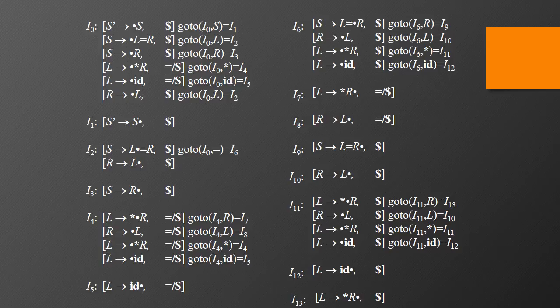Now item 1 will contain S dash gives S dot comma dollar. I2 will contain S gives L dot equal to R comma dollar, and R gives L dot comma dollar. So I2, which contains S gives L dot equal to R, on equal to will become I6. Now I3 contains S gives R dot comma dollar.